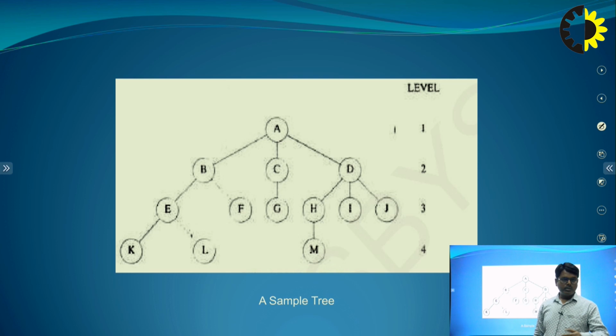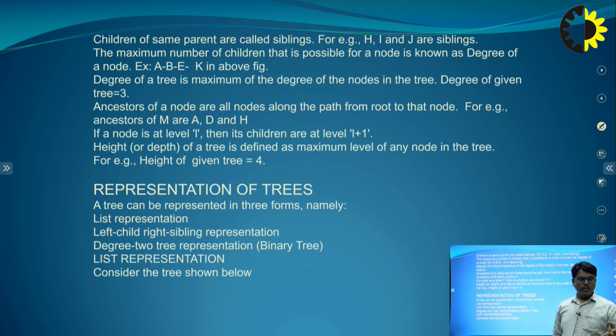And now this was the sample tree, and what exactly we have to study in this data structure is how we are going to represent the tree. A tree can be represented in three forms, namely list representation, left child right child sibling representation, and degree 2 tree representation. These are the three representations of a tree. Degree 2 tree representation is exactly called a binary tree. Now I will be introducing what a binary tree is.